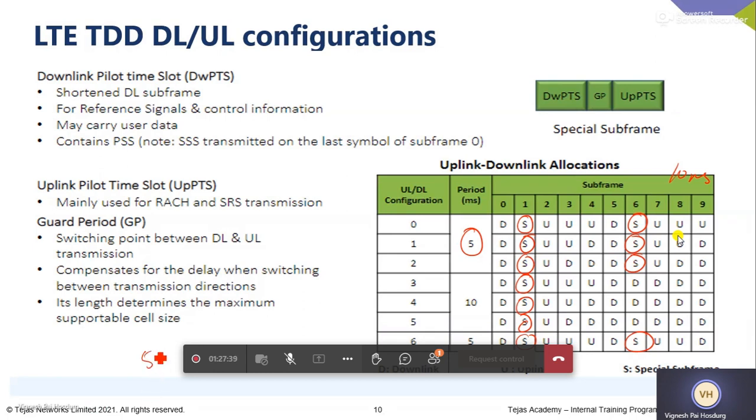If it is 5 millisecond periodicity, you will get 2 special subframes in a frame, very important. A 10 millisecond periodicity means you get only one special subframe in a frame. I hope it's clear now. Any doubts in this?